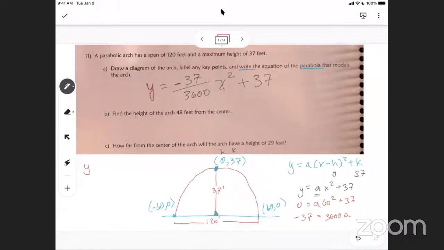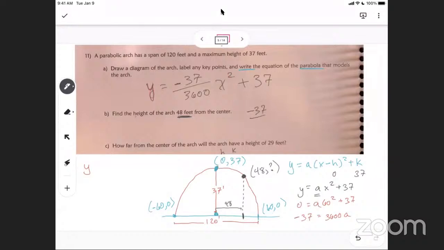Now it says find the height of the arch 48 feet from the center. So I'm going 48 feet. So this distance is 48, which means they want to know what the height is. So what's this height right here? 48 comma what? So what do I do? What is the 48? Is that an X or a Y value? If it's 48 feet from the center, that'd be an X value. Good. So I'm going to plug 48 in here and then solve it.